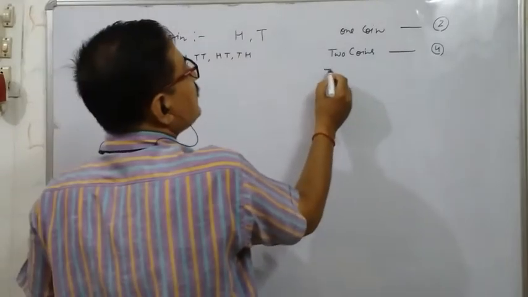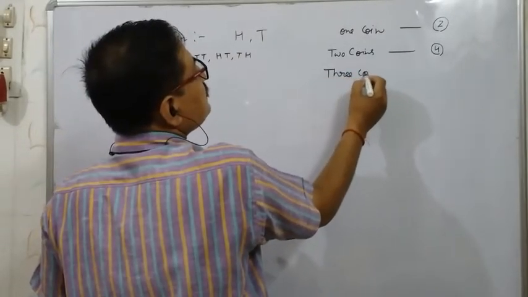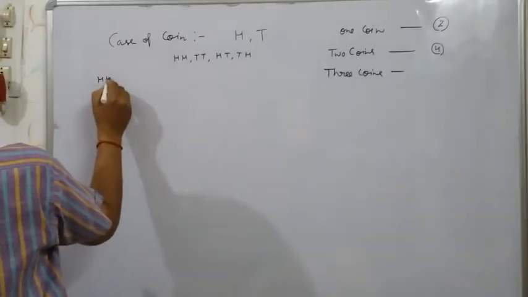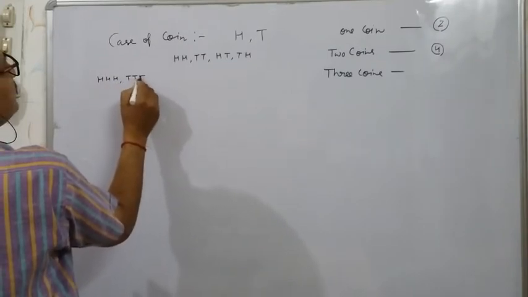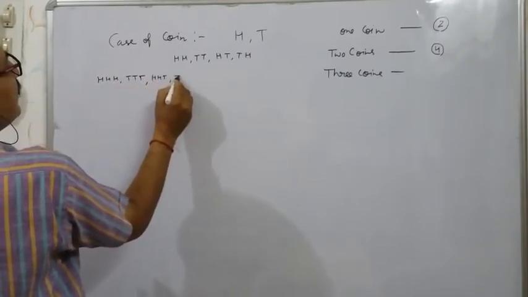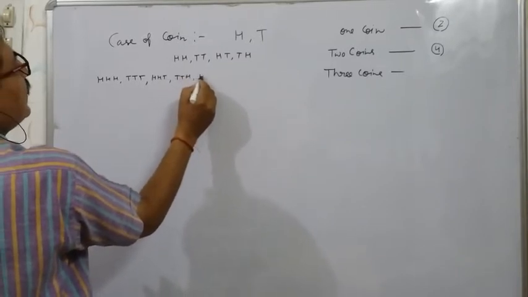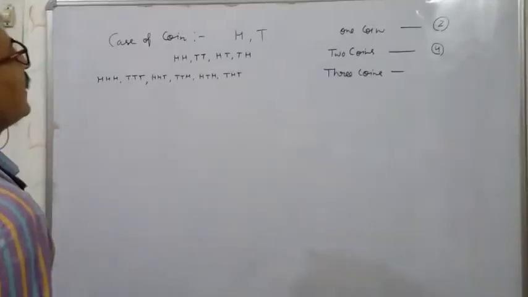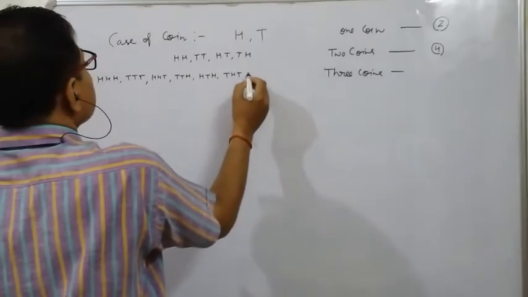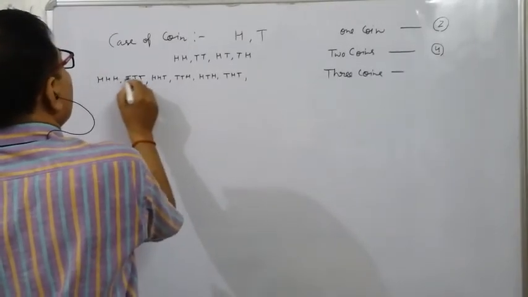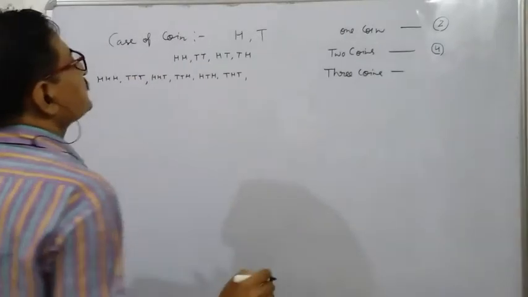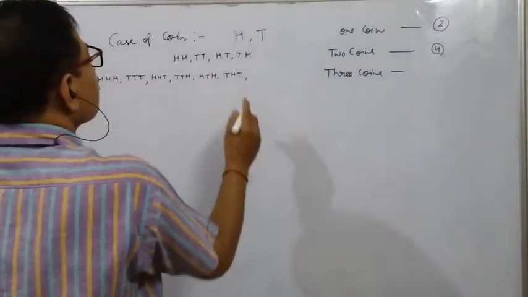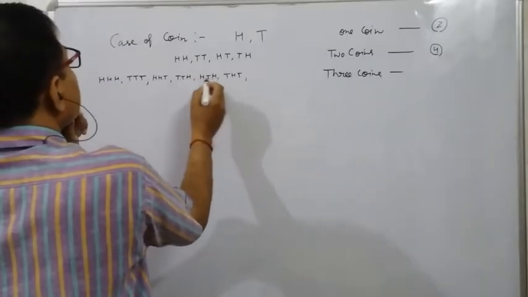Now the 3 coins will be there. See what the positions will be: head, head, head; head, head, tail; head, tail, head; tail, head, head; and so on. Those are 6 so far, then 2 more possibilities are there.